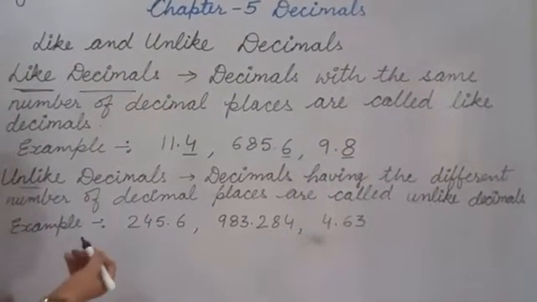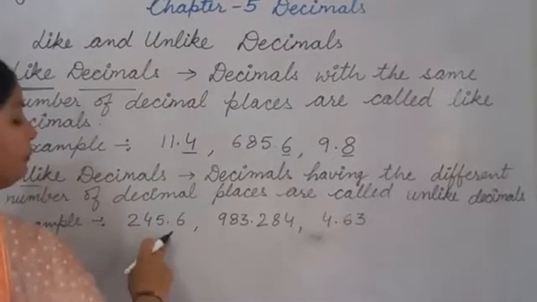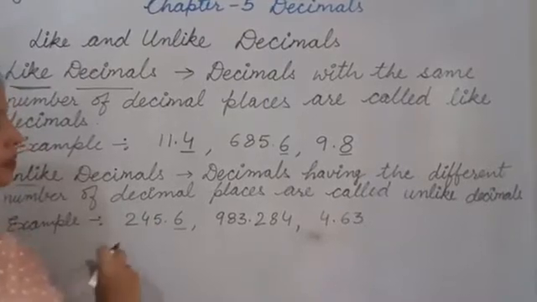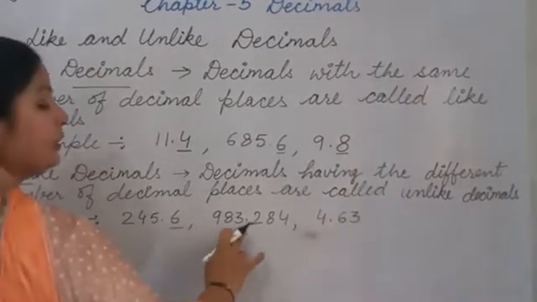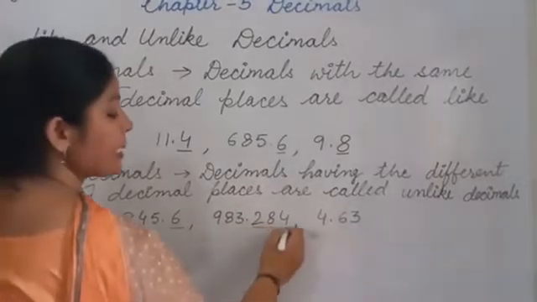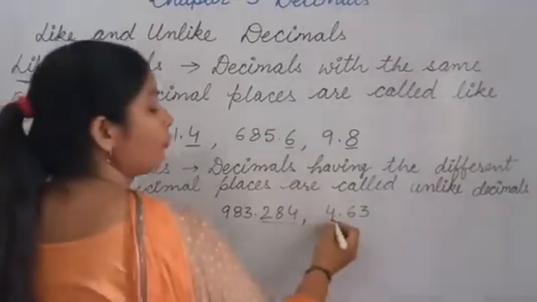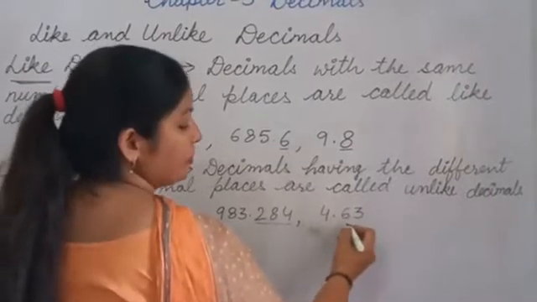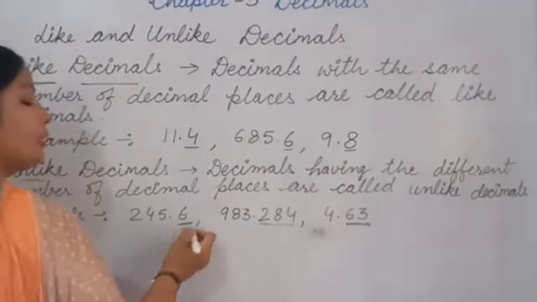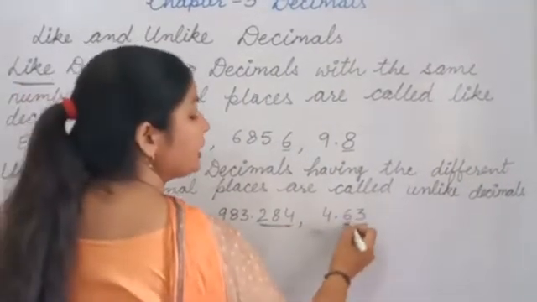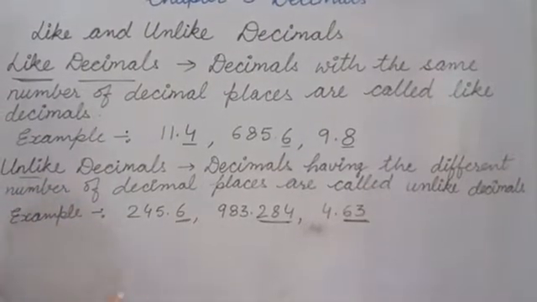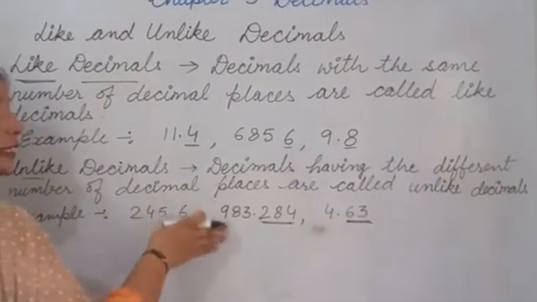For example, 245.6. There is one decimal place. Then 983.284. There is 3 decimal place. Then we have 4.63. There is 2 decimal place. Okay. In this we have 1, in this we have 3, in this we have 2. Different decimal places are there. So these are called unlike decimals.